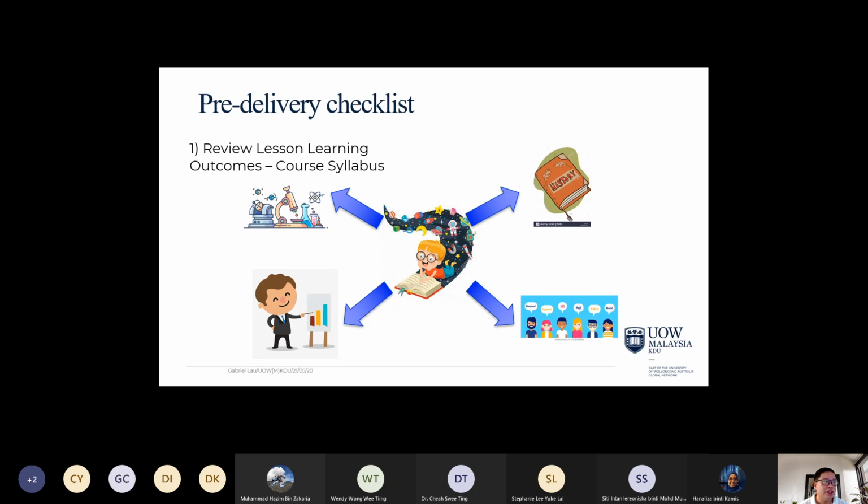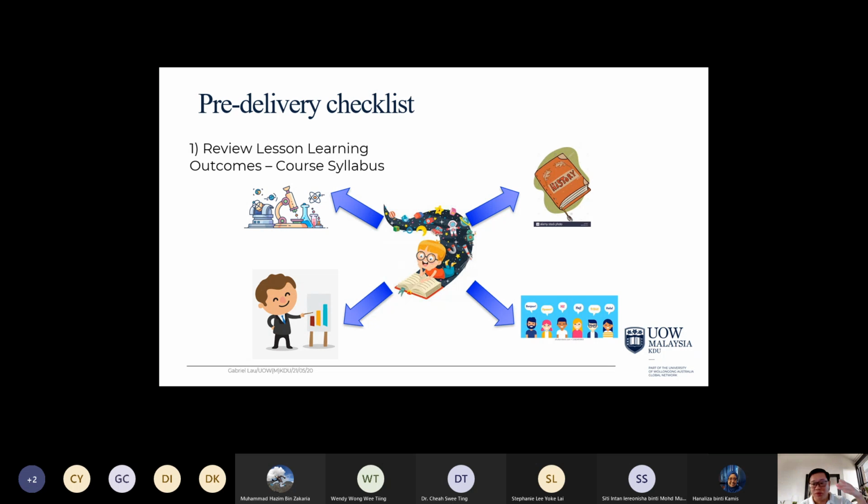Here is what you want to see: your LLO, lesson learning outcome. For that particular lesson, what is the learning outcome? Always remember, CLO, course learning outcome, and lesson learning outcome are different. Your subject or course may have 3 to 4 course learning outcomes, but for each individual week or lesson, you have your lesson learning outcome. When we look at delivery, we are looking at the lesson, not the whole course. So this week, this day, this is what I want to achieve.